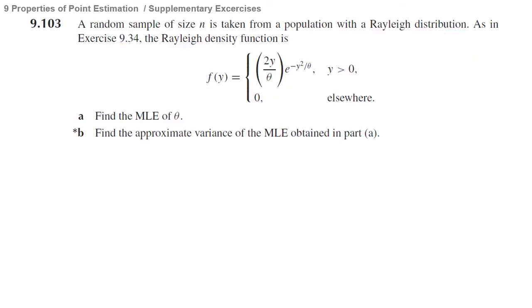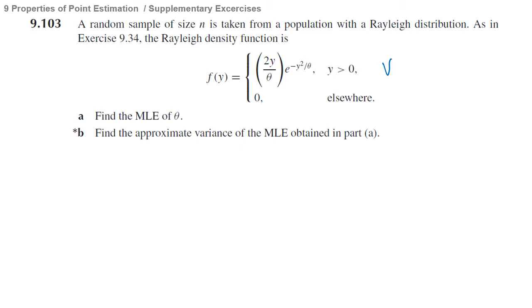Now let's move on to supplementary exercise problem 9.103. A random sample of size n is taken from a population with a Rayleigh distribution, as in exercise 9.34. The Rayleigh distribution is defined like this, and the first problem is find the MLE of theta.